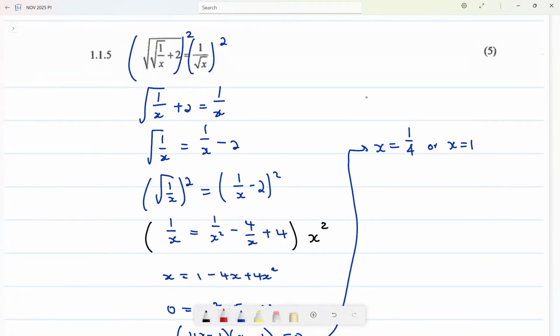Where do you go? You come here, okay? You come to this part. You say, now let me just quickly confirm, okay? Or you can even use this one, basically. Let's use this one. When x is equal to 1 divided by 4, it's going to be square root of 1 divided by 4, it's going to be 4 plus 2.